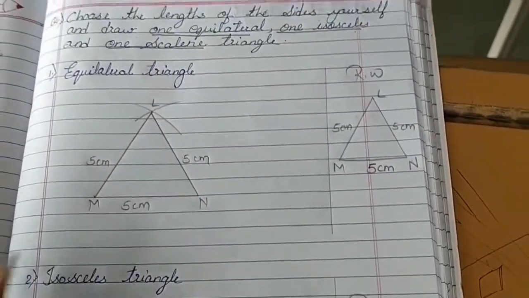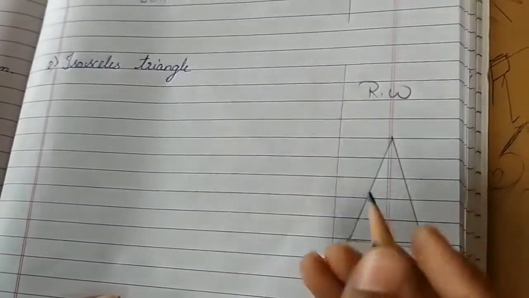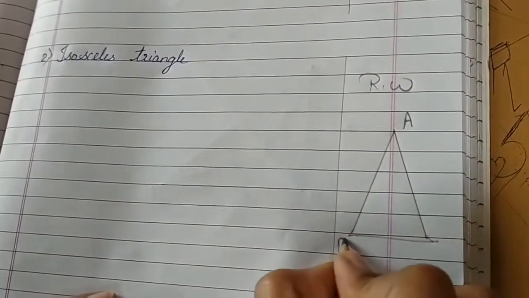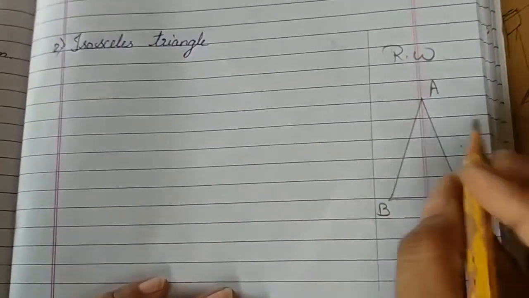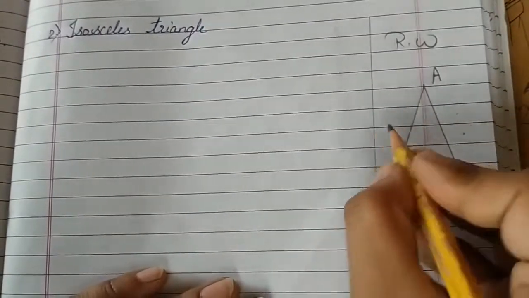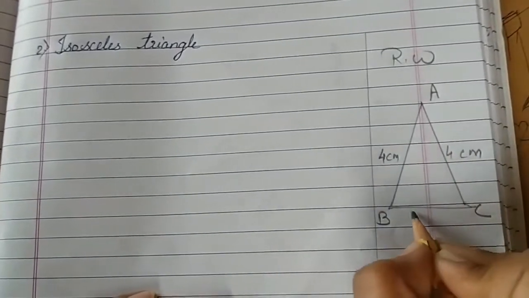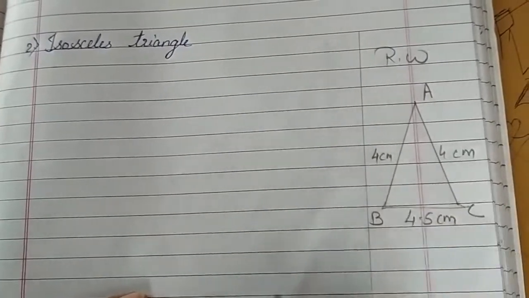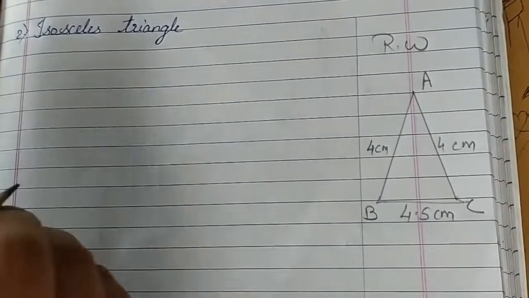Now the same thing I will do with the isosceles triangle. Isosceles triangle means two sides are equal. That means again you have to write your imaginary numbers. First I will write the triangle name A, B, C. Isosceles means two sides are equal and one is different. I put here 4 centimeters, 4 centimeters. Here I am taking 4.5 centimeters. Okay, so this is different. Only two sides are equal.